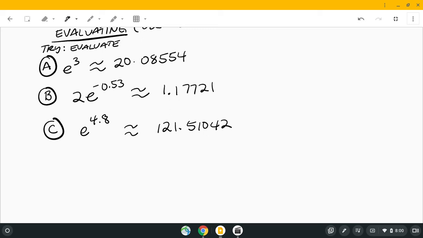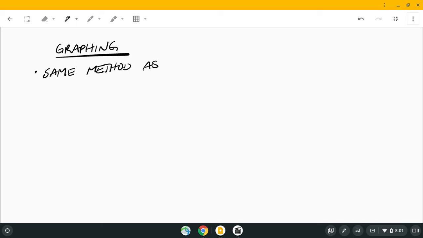Okay, so hopefully you were able to get those three answers when you punched them into your calculator. All right, so let's take a look at graphing. So graphing is going to work the same way as graphing in the previous section. Okay, so same method. Okay, and because e is a number that's greater than 1, we know we're going to have exponential growth, right? We have an exponential decay if the number is between 0 and 1.